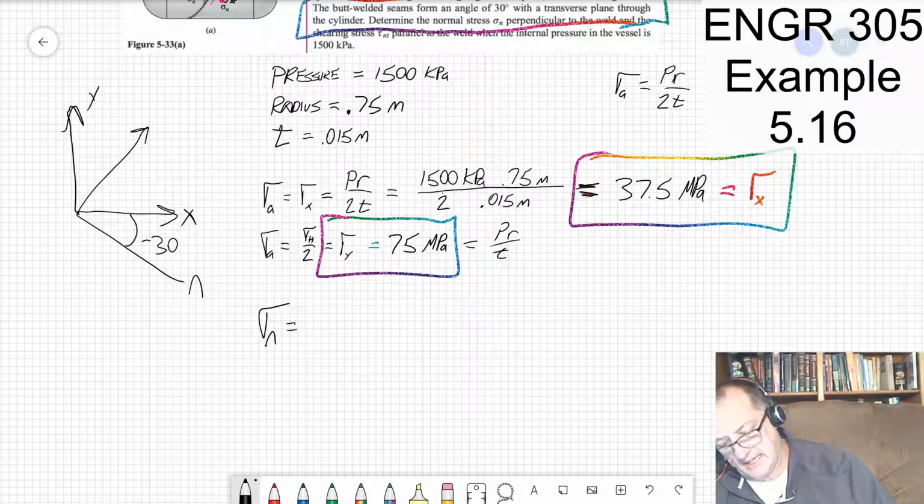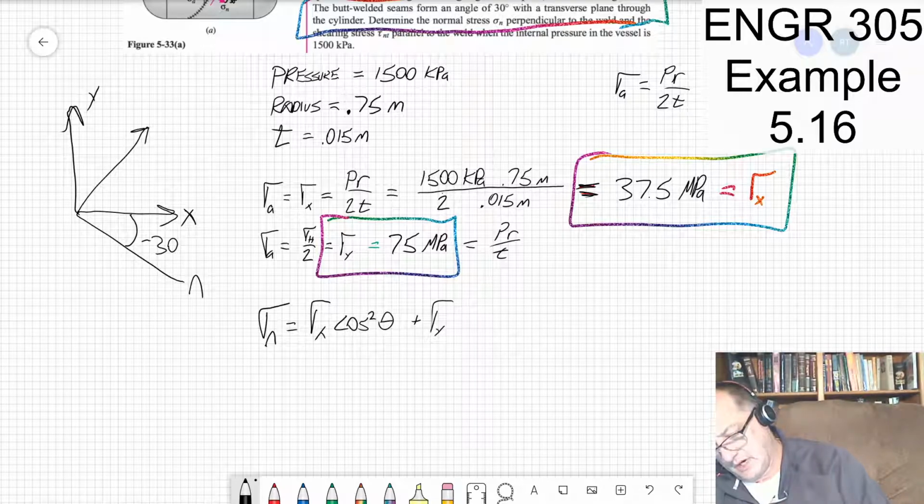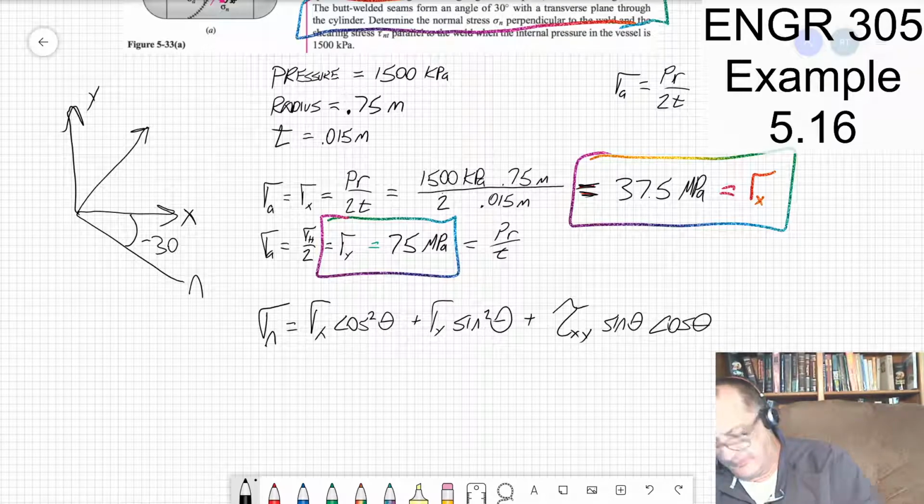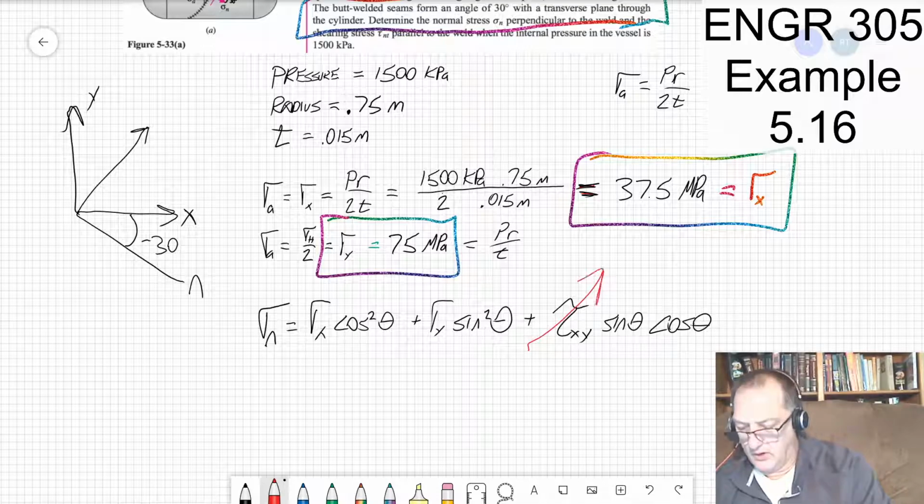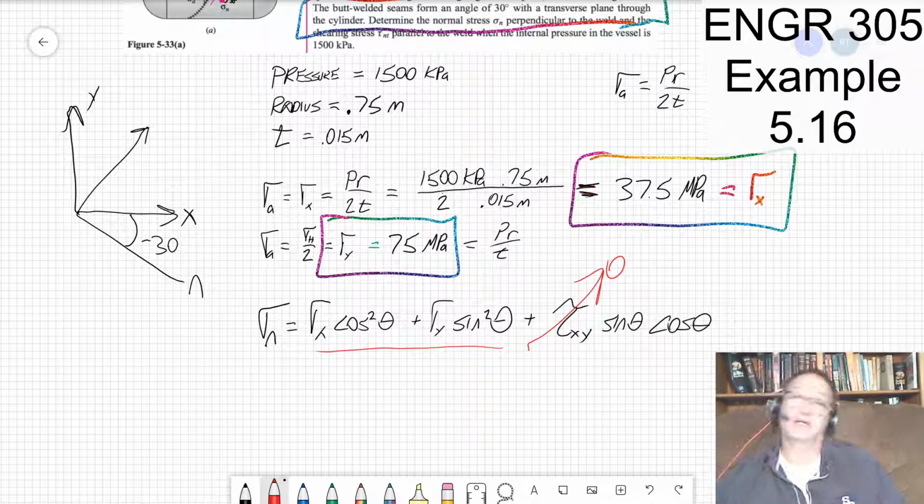So sigma N is equal to sigma X cosine squared theta plus sigma Y sine squared theta plus shear XY times sine theta cosine theta, but I know that's 0. We don't have any shear stress. So it's just going to rely on those first two terms. So I can punch that in and calculate that.